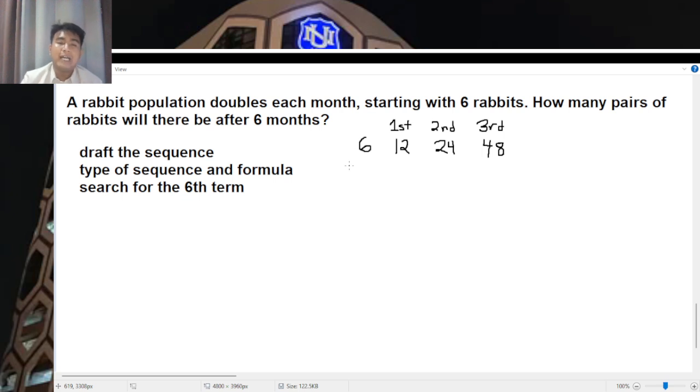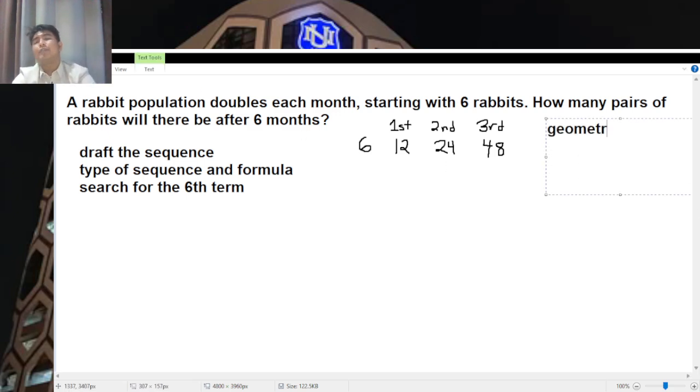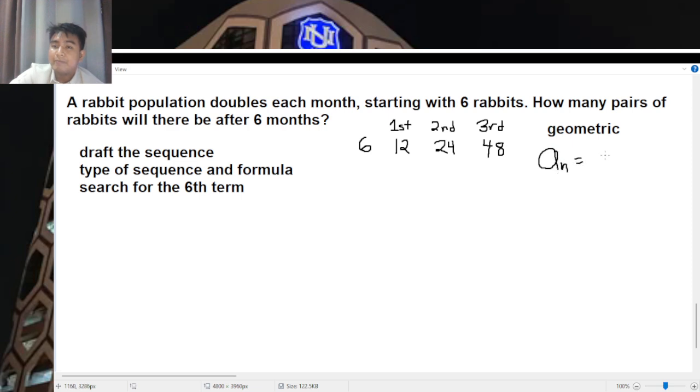Now how about the type of sequence and formula? Can you determine if it's being multiplied or divided? What type of sequence is that? That's right, geometric sequence. And geometric sequences have this formula. Given that it's multiplied, that would be a sub 1 multiplied by the ratio raised to n minus 1. So we have the draft of the sequence, we have the type of sequence and its formula.